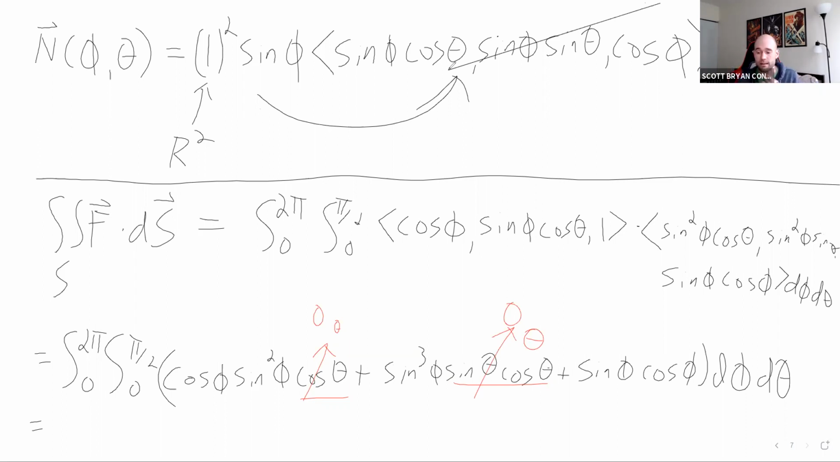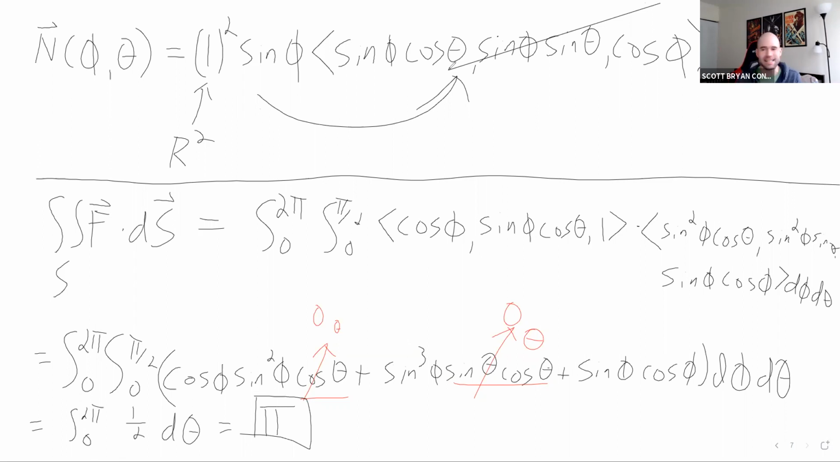Okay, so then we're just left with sine phi cos phi. We can use substitution. That becomes 1/2 sine squared phi. We're integrating from 0 to pi over 2. And so that just becomes 1/2. And so in the end, we just get pi.